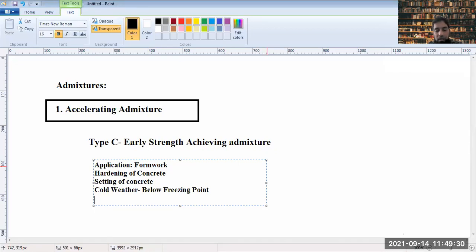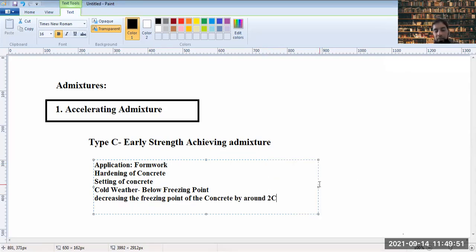It is decreasing the freezing point of the concrete by around 2 degrees Celsius. So you are not actually using it below freezing point, but it's decreasing the freezing point by around 2 degrees Celsius. So thereby the concrete is not freezing.